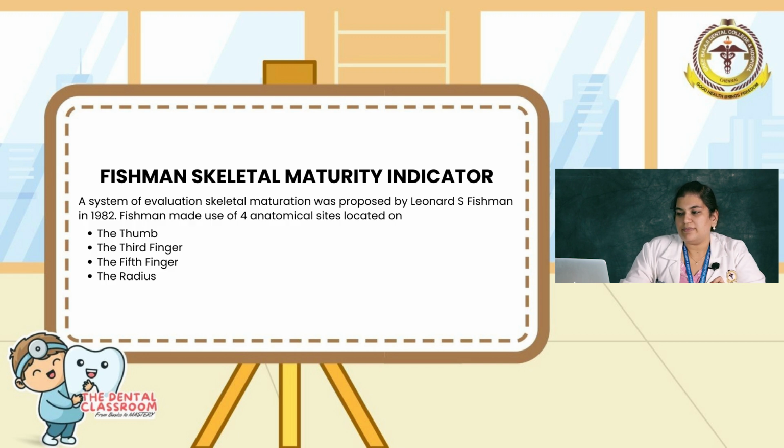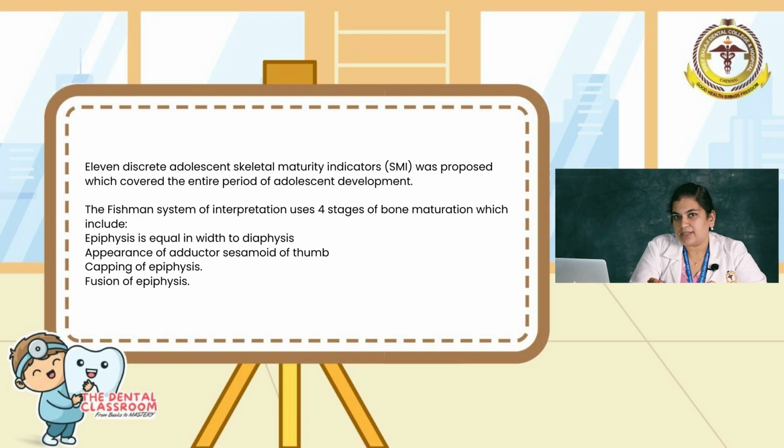Now, the next kind of assessment is the Fishman Skeletal Maturity Indicator, which is a much more simplified version of the previous method, where we use 4 anatomical sites: the thumb, the 3rd finger or your middle finger, the 5th finger, and the radius. And there are 11 discrete sections. Initially we saw 9 sections, now we're seeing 11 discrete adolescent sections, which can be broadly divided into: epiphysis equal in width to diaphysis, appearance of adductor sesamoid of thumb, capping of epiphysis, and fusion of epiphysis.